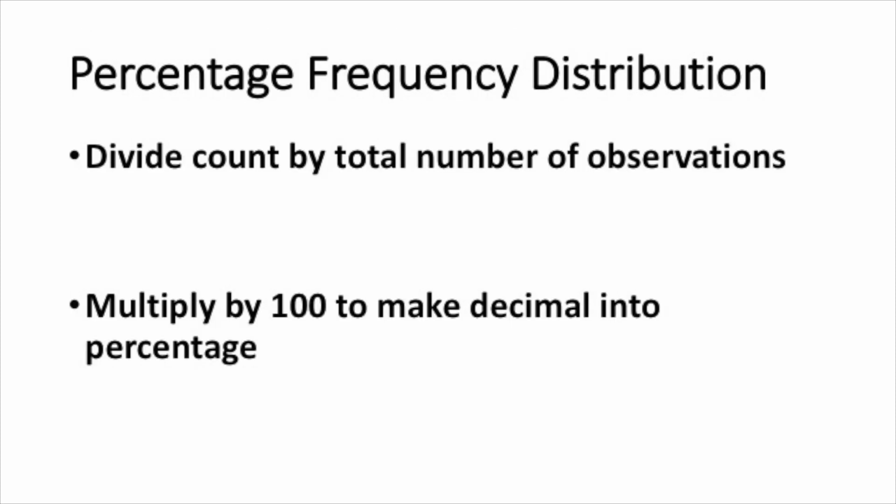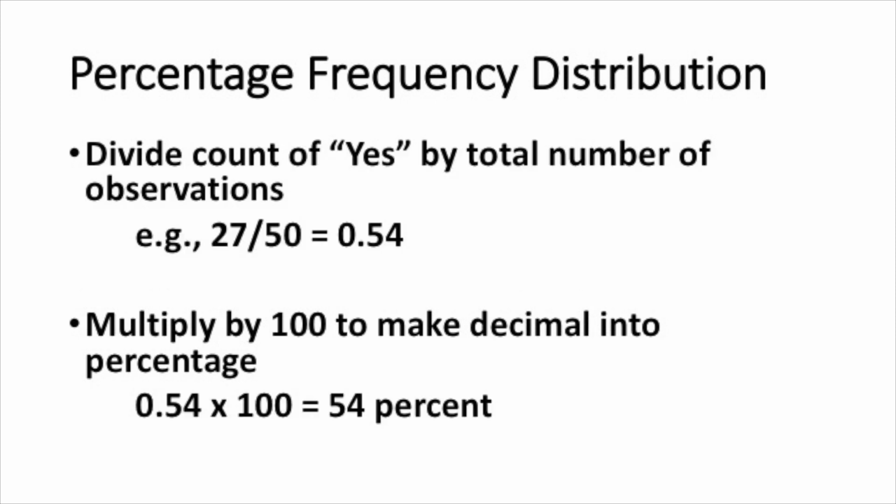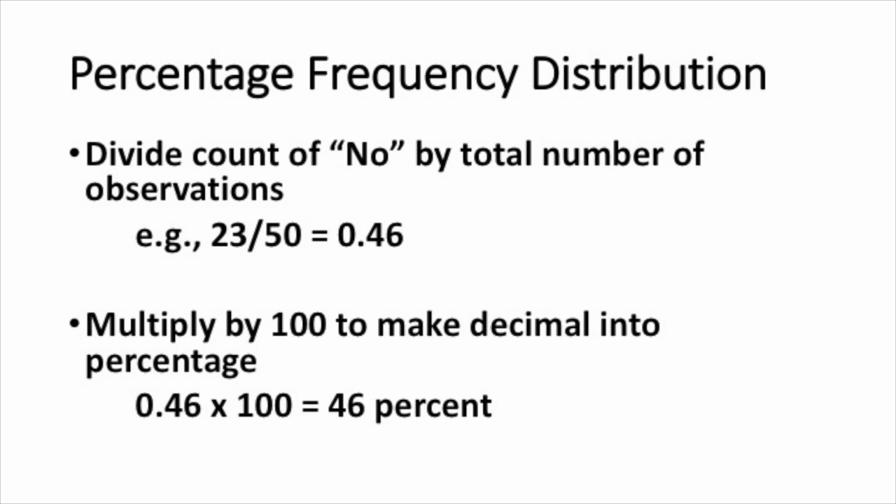If we divide each count by the total number of observations and then multiply by 100, we can make a percentage frequency distribution table. For the value of yes, we can divide 27 by 50, which gives us 0.54. And then if we multiply 0.54 by 100, we get 54%. For the value of no, we can divide 23 by 50, which gives us 0.46. Next, if we multiply 0.46 by 100, we get 46%.